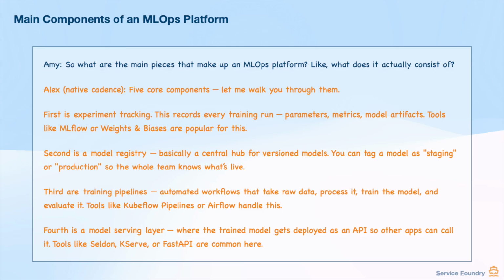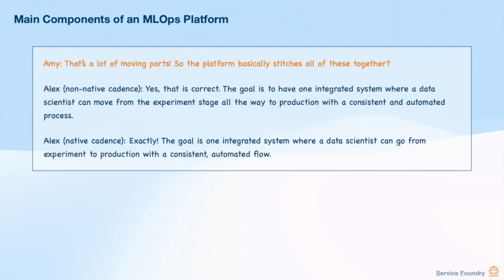Fourth is a model serving layer, where the trained model gets deployed as an API so other apps can call it. Tools like Seldon, Kserve, or FastAPI are common here. And fifth is monitoring. Once the model's live, we keep tabs on its performance. If accuracy dips below a threshold, we get an alert and might need to retrain. That's a lot of moving parts.